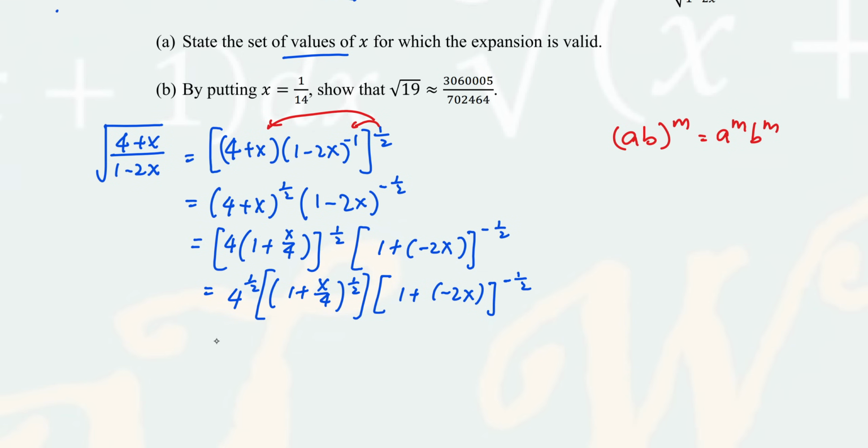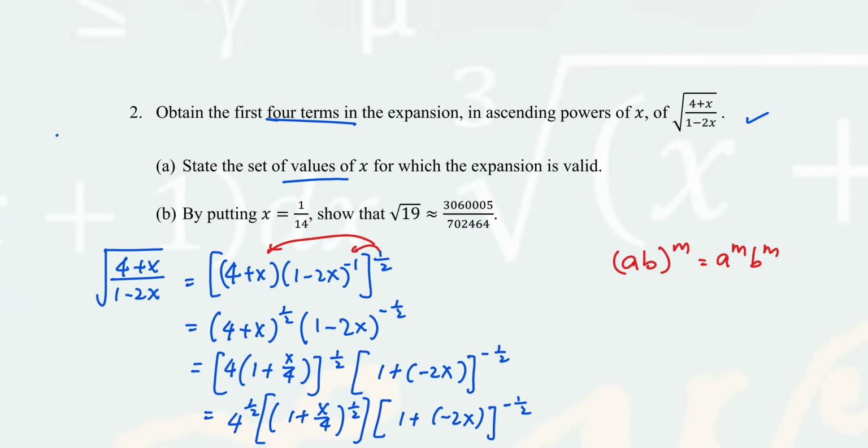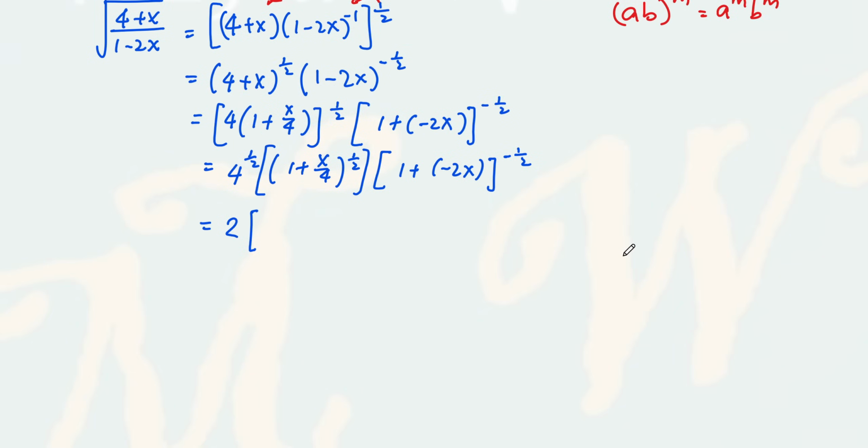So 4 to the power half is basically 2. And now we can start our expansion. We need the first 4 terms, that is our concern. Use the formula 1 plus, now my n is half, my x is x over 4. This is my second term. Plus the third term: half times (half minus 1), that is minus half, over 2 factorial, then the new x to the power 2.